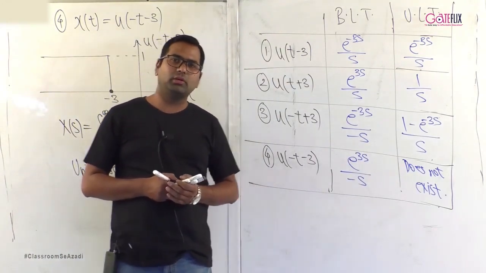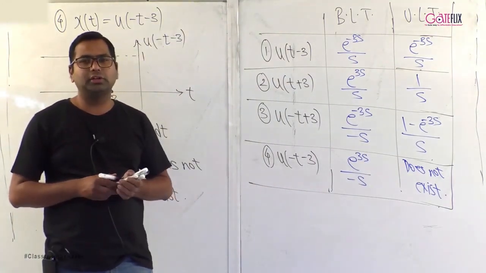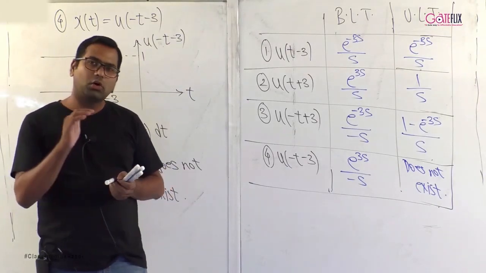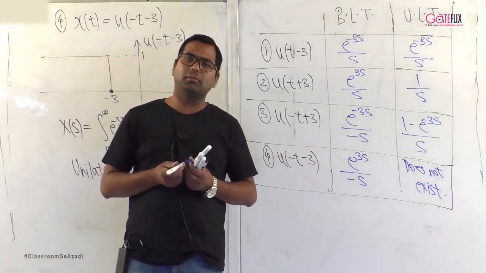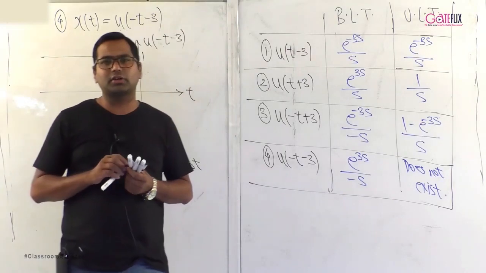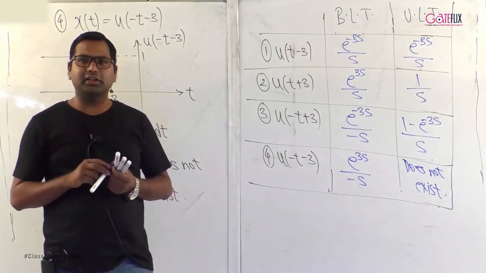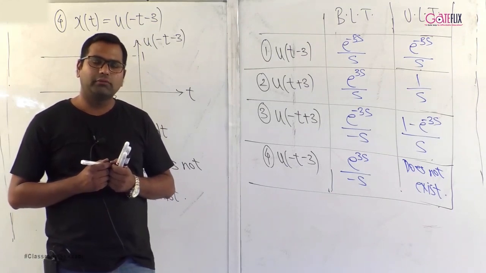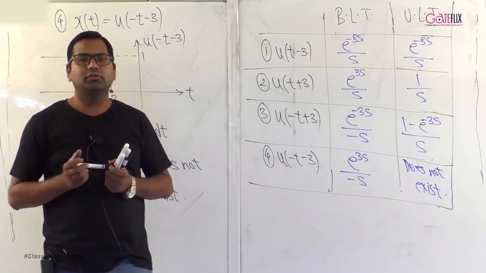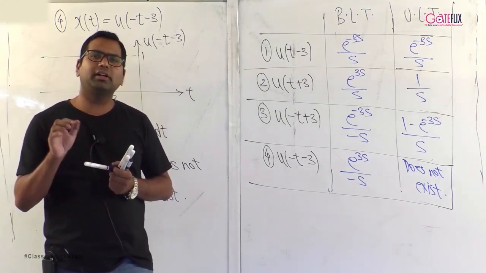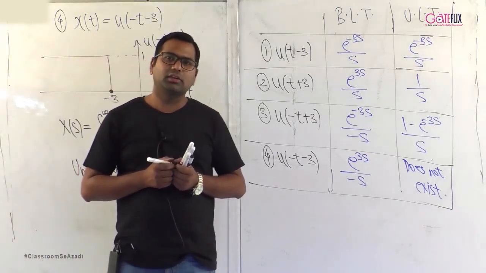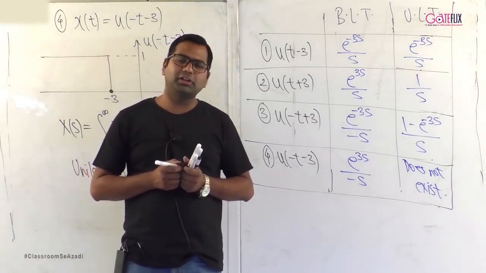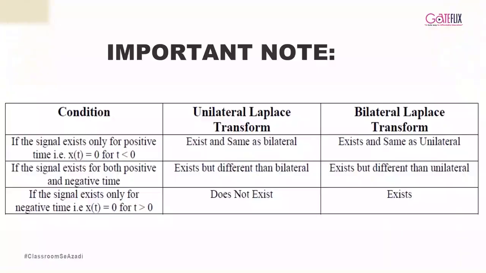The next topic we will look at is the properties of unilateral Laplace transform. All properties of unilateral Laplace transform are the same as the bilateral Laplace transform. Only two properties are different for unilateral and bilateral Laplace transform. We will be looking at the properties which are different. All remaining properties are the same. The next topic we discuss is properties of unilateral Laplace transform.